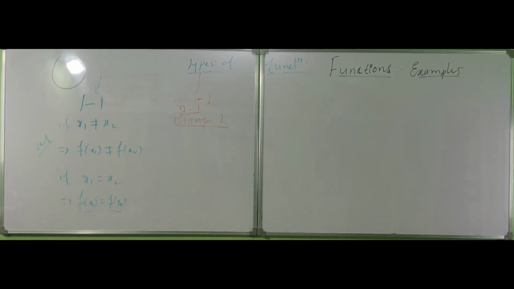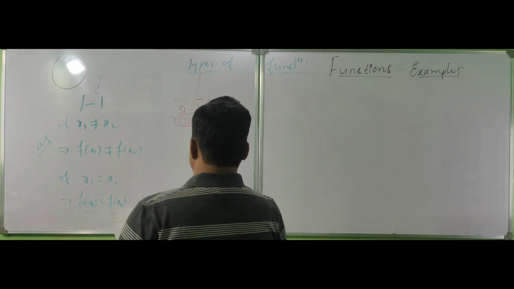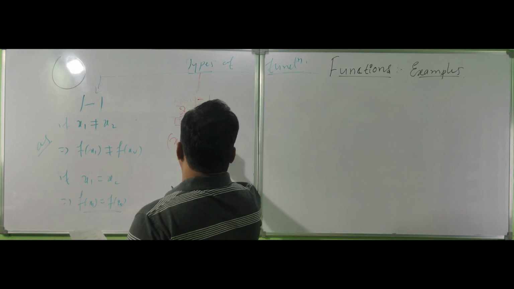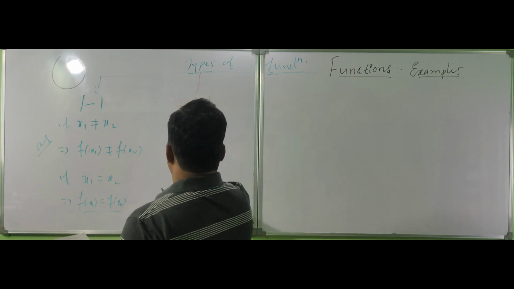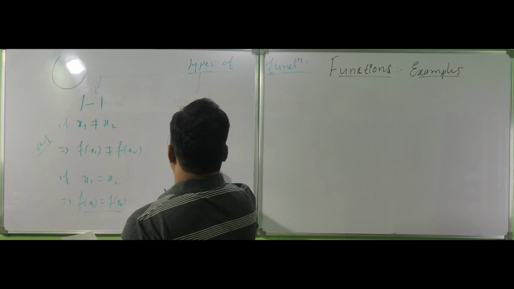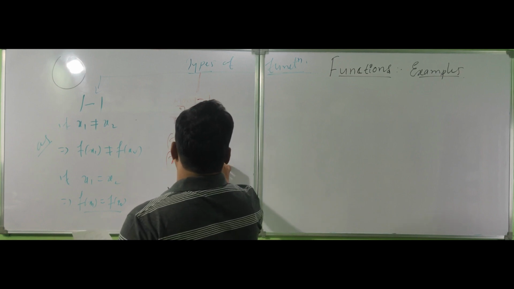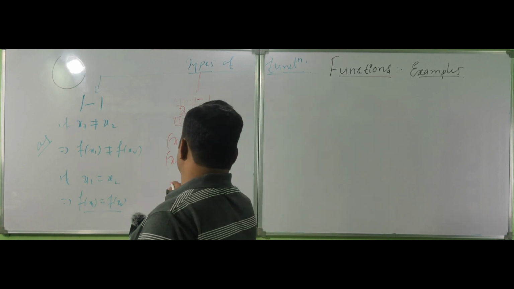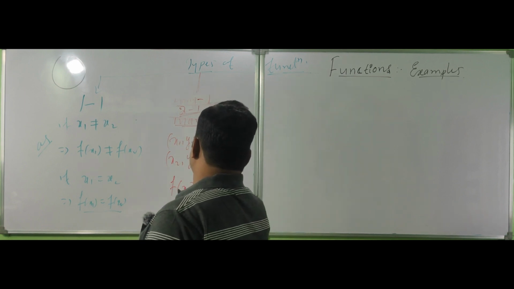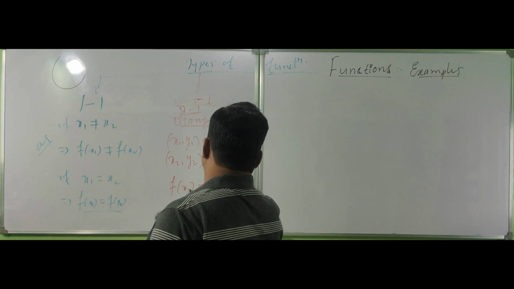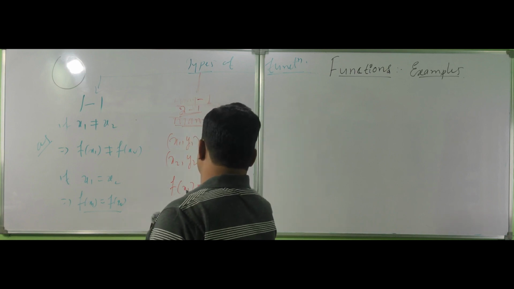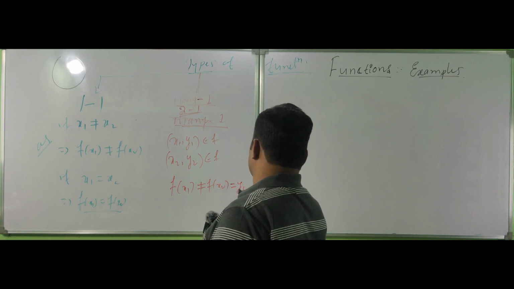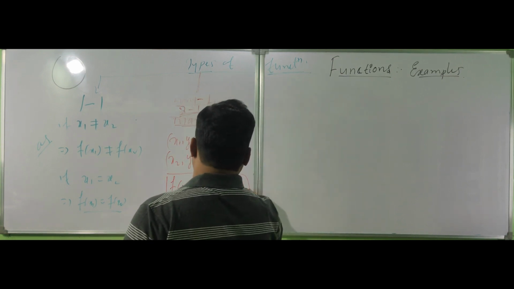What is a many-one function? If x1 belongs to the domain and x2 also, and y1, y2 belong to the range. Similarly, you can say f of x1 is equal to f of x2, not equal to. We can write this as equal to y1. Yes, this may be true.